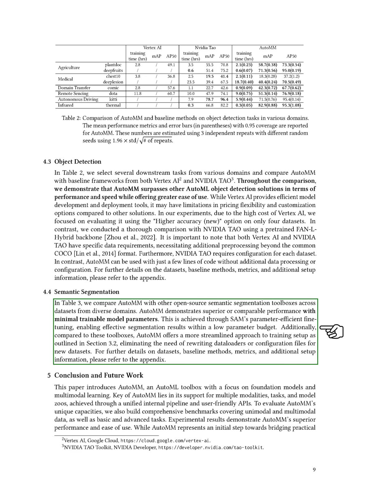When comparing AutoMM with other open-source semantic segmentation toolboxes across datasets from different domains, AutoMM showed superior or comparable performance with minimal trainable model parameters. This was achieved through parameter-efficient fine-tuning, providing effective segmentation results within a low-parameter budget. Additionally, AutoMM offers a more streamlined training setup compared to other toolboxes, eliminating the need to rewrite data loaders or configuration files for new datasets. For more detailed information on datasets, baseline methods, metrics, and setup details, please refer to the appendix.